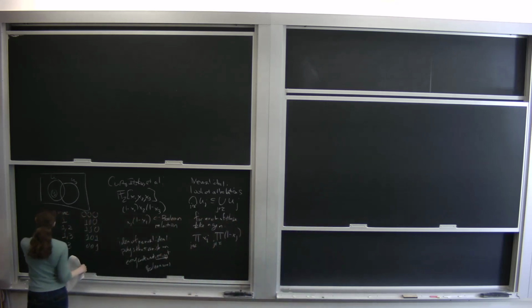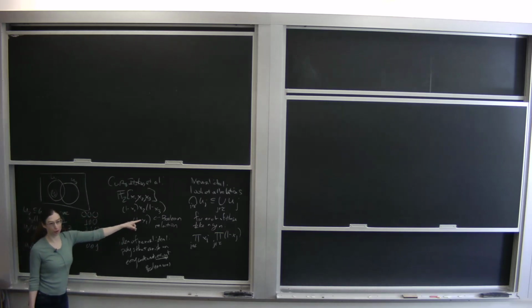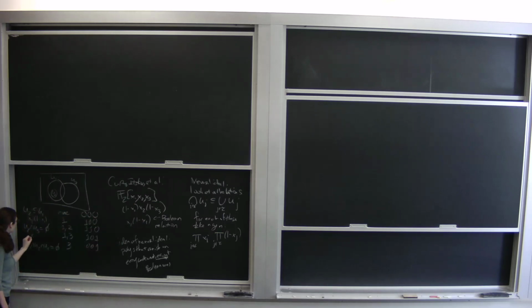So over here, some relations we have are U2 is contained in U1. U2 intersect U3 is empty. And U1 intersect U2 intersect U3 is empty. So for each of these, I do have a different color. For this one, we write down x2 times 1 minus x1. We could write down x2, x3, and x1, x2, x3.